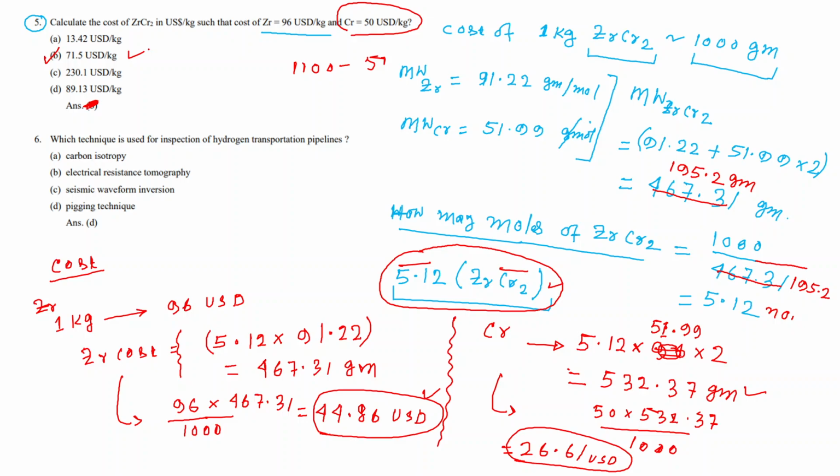Actually, for calculating this type of question, you have to remember the atomic weight. It is very difficult to remember the atomic weight of every element. So obviously, I think the atomic weight should be provided in the question. Otherwise, I don't know what the atomic weight of zeta is.